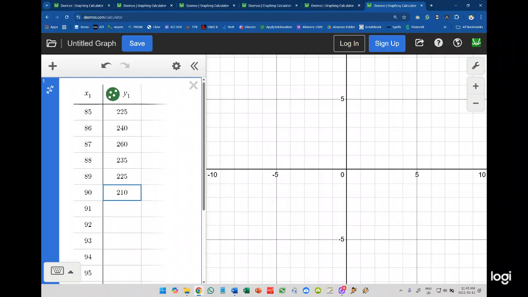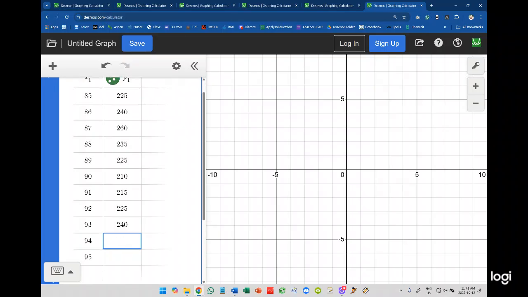210, 215, 225 again-ish. 93 is up to 240. 94 looks like it's around 255. And 95 looks like it's around 260.